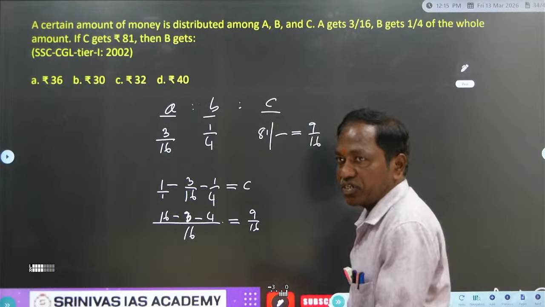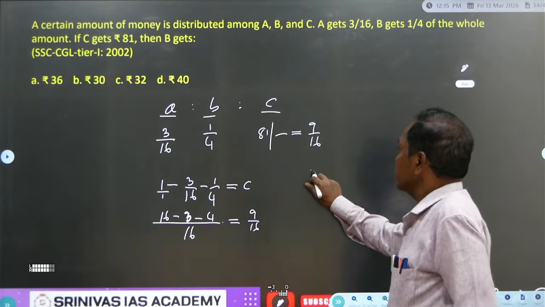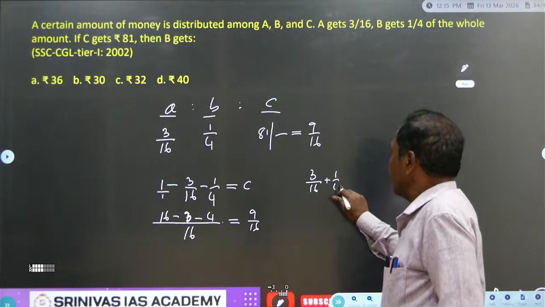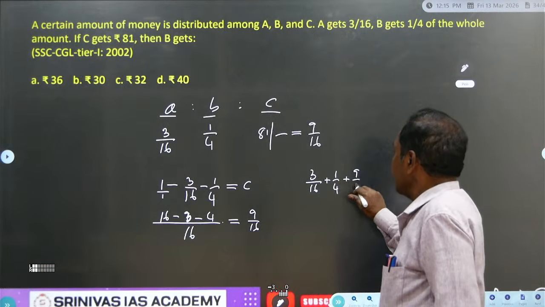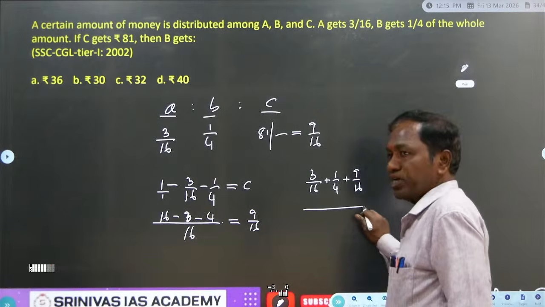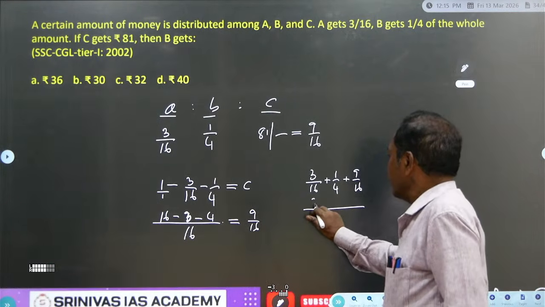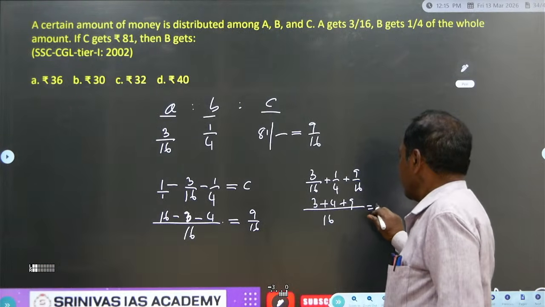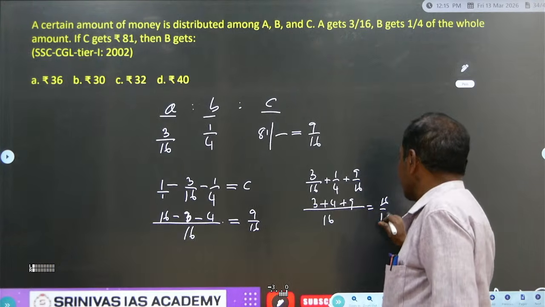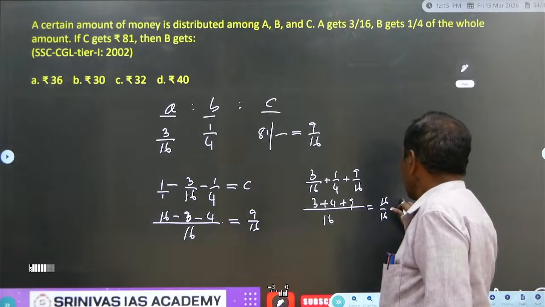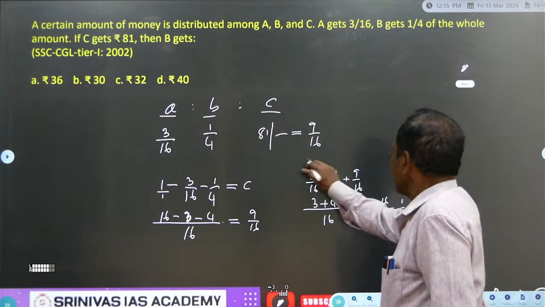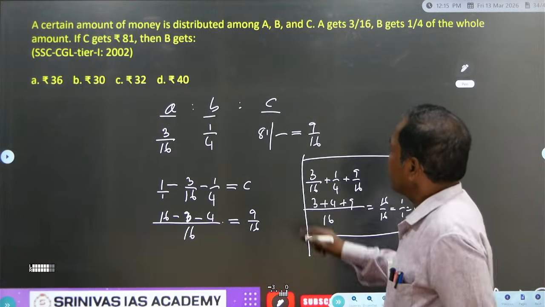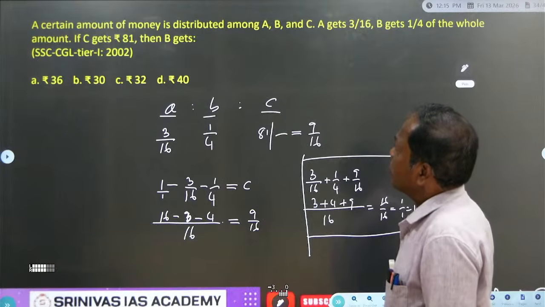You can cross check if you get 1 only. So cross check: 3 by 16 plus 1 by 4 plus 9 by 16. LCM we can take 16: 3, 4 and 9, 16 by 16, which is also 1. See the cross check. This is the cross check. Right, it is 1. It means C's value is what? 81. Now what is the question?